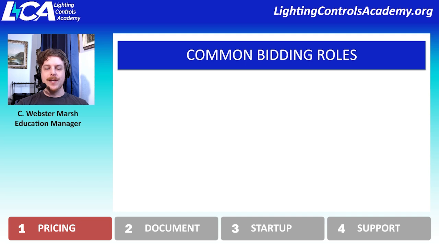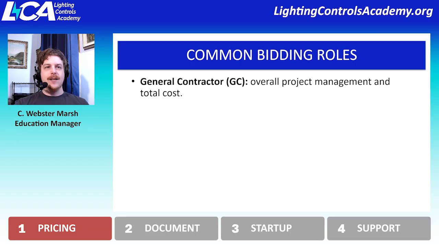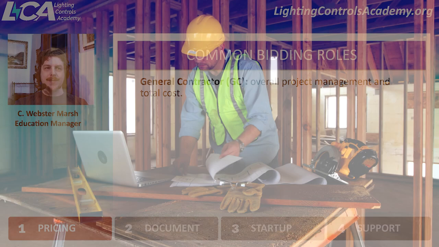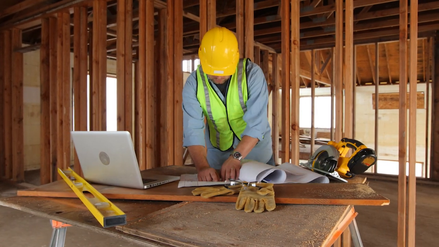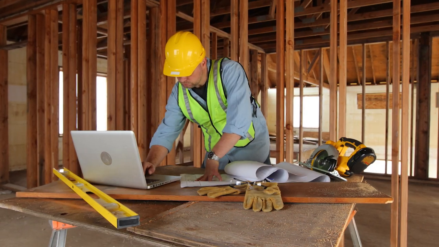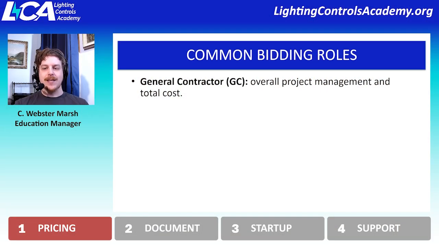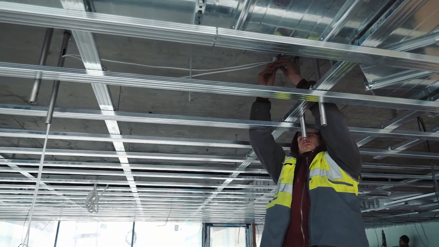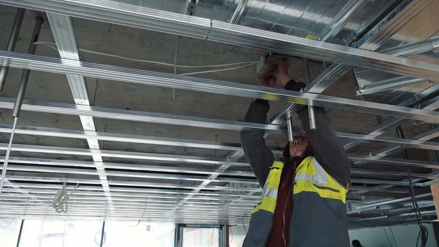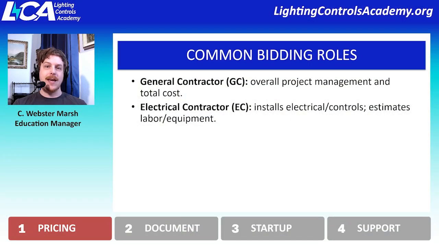So when we're dealing with bidding, we're dealing with specific roles within the industry. The very first role, which we often see in projects, is a general contractor, or GC, and they're going to overview the entire project, make sure that the total price tag for the project is covered, and they take complete ownership of the project, regardless of any subcontractors that they hire out, such as the electrical contractor. The electrical contractor oftentimes is a subcontractor to the general contractor and works alongside other trades, such as the mechanical contractor or the AV contractor.